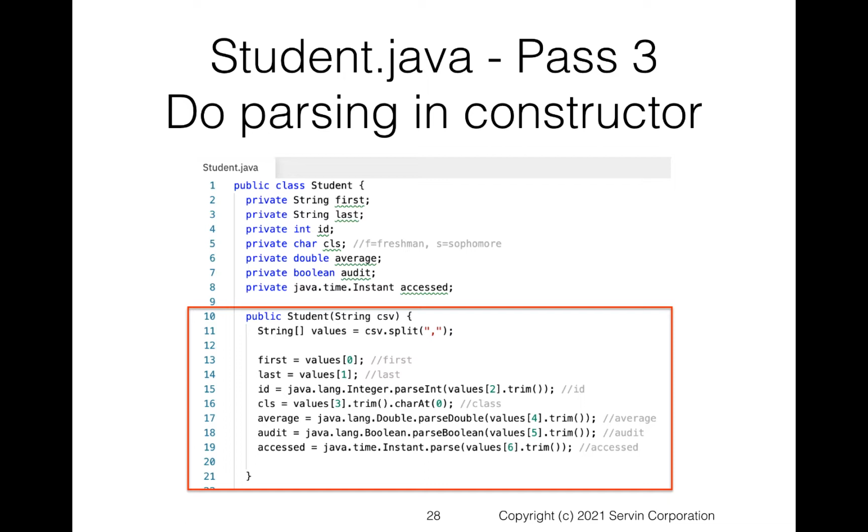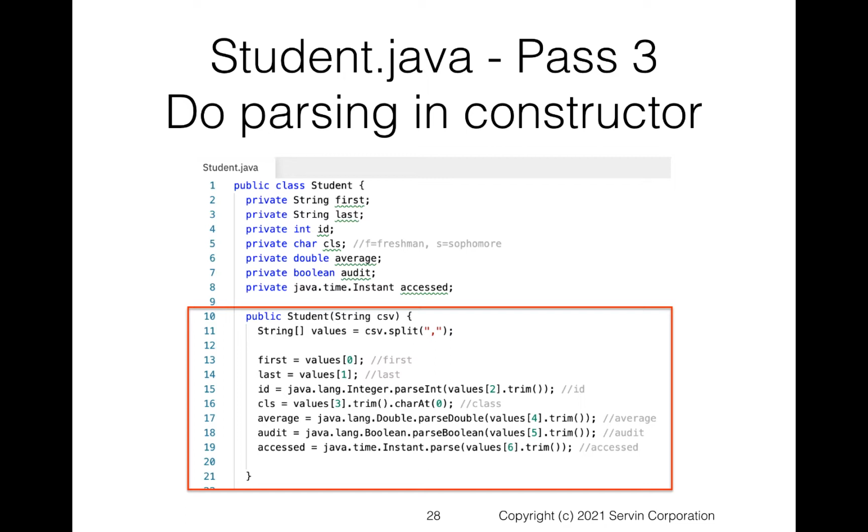For line number 16, notice the same type thing. We go to the values of 3 in this case. We trim it. That again, that's to get rid of either leading or trailing spaces. And then we do char at index 0, because that's where we should have a character that tells us whether you're a sophomore or freshman.